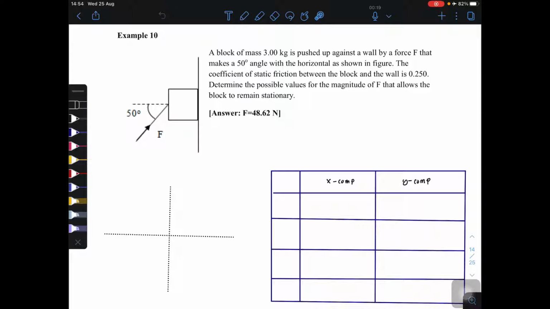Assalamualaikum and hello everyone. Okay, so today we are going to continue to discuss the next example for 4.2. Okay, so let's take a look at the example 10 here.